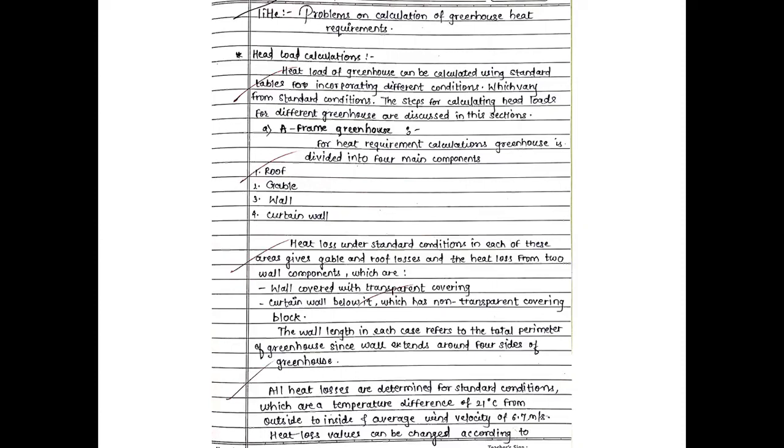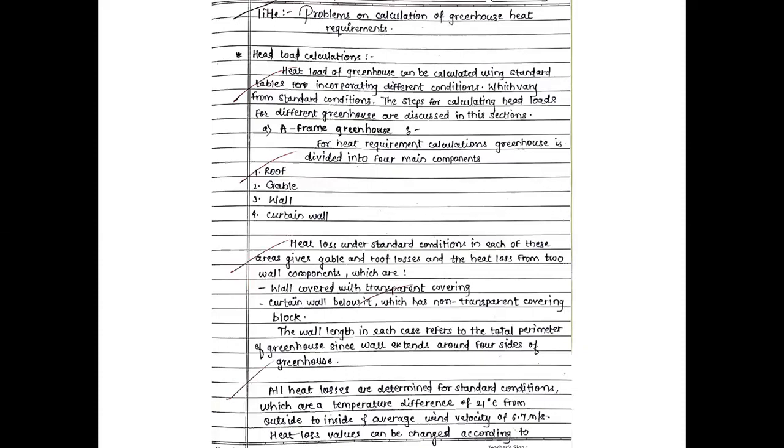So, heat loss under standard conditions in each of these areas gives gable and roof losses, and the heat loss from two wall components, which are wall covered with transparent covering, and curtain wall below it, which has non-transparent covering. The wall length in each case refers to the total perimeter of greenhouse, since wall extends around four sides of greenhouse. All heat losses are determined for standard conditions, which are a temperature difference of 21 degrees Celsius from outside to inside, and an average wind velocity of 6.7 meter per second.